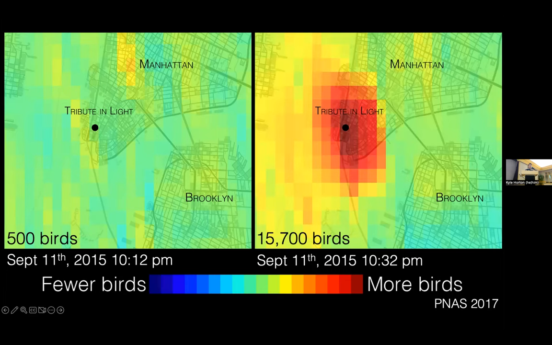Right? The benefit here is that with the lights going off, we see very low mortality at this site, sort of tens to dozens of birds dying on a nightly basis. It's not to say that they won't collide somewhere else, so we wouldn't see it, but they're not dying directly at the Tribute in Light. And that's a benefit of turning the lights off when they get too high.